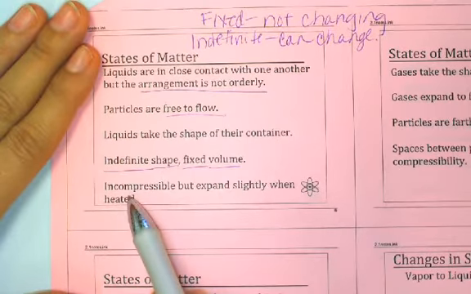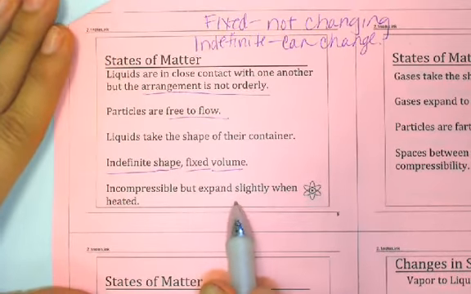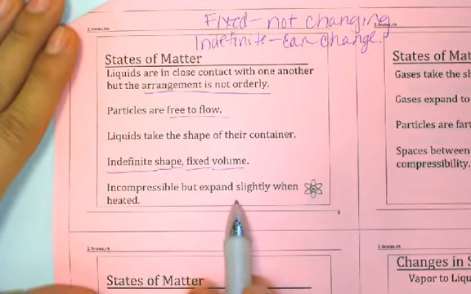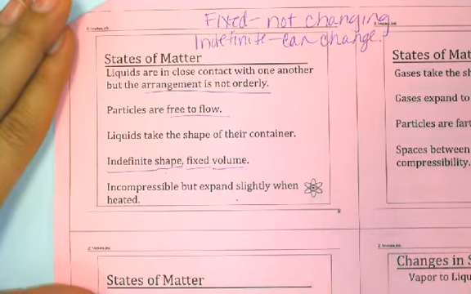And liquids are incompressible but do expand slightly when heated. That's why warm water will float on the top of cool water, because it's not as dense. Right? And again, remember that we describe liquids as free-flowing and not as orderly.